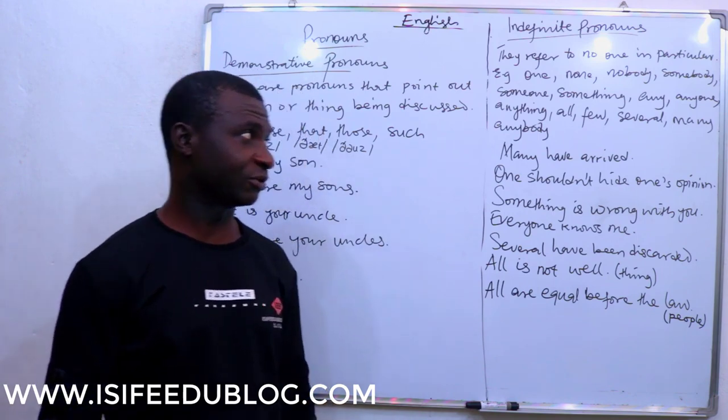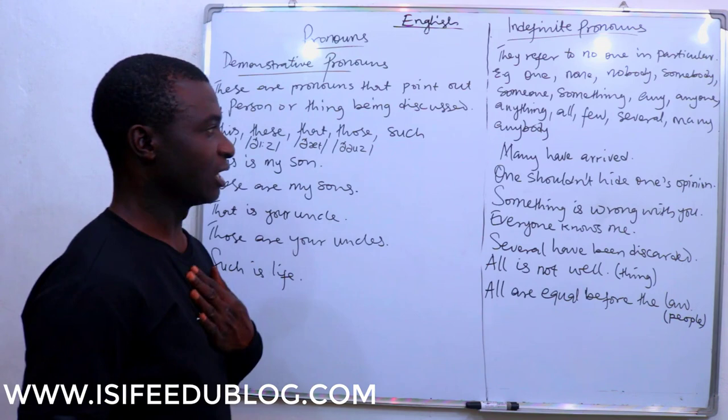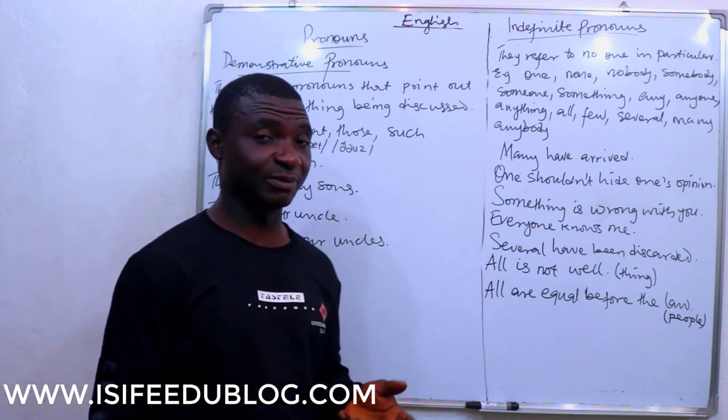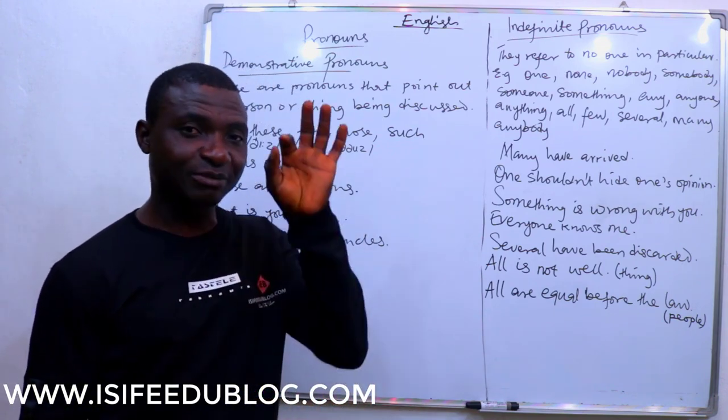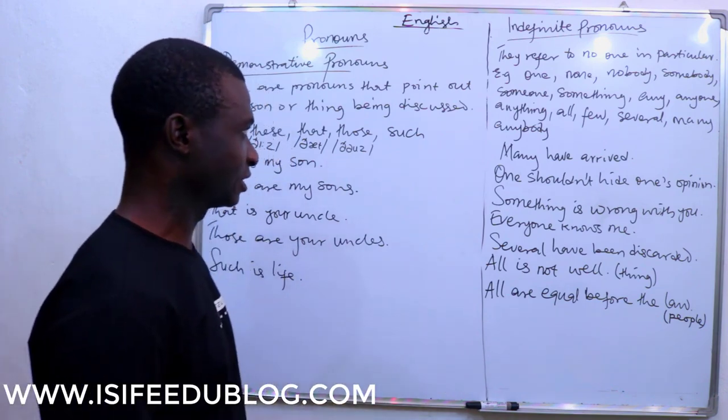few, several, many, anybody, and so on. Now, some of them take the singular verb, some take the plural verb, some take both the singular and the plural verb. We'll try to look at how these things go.